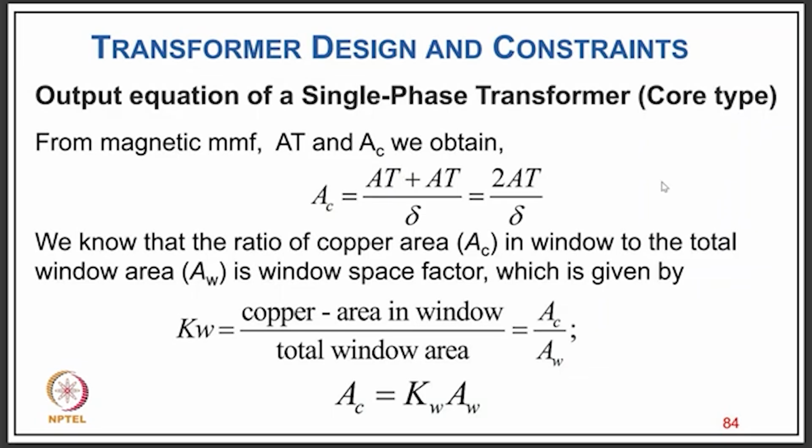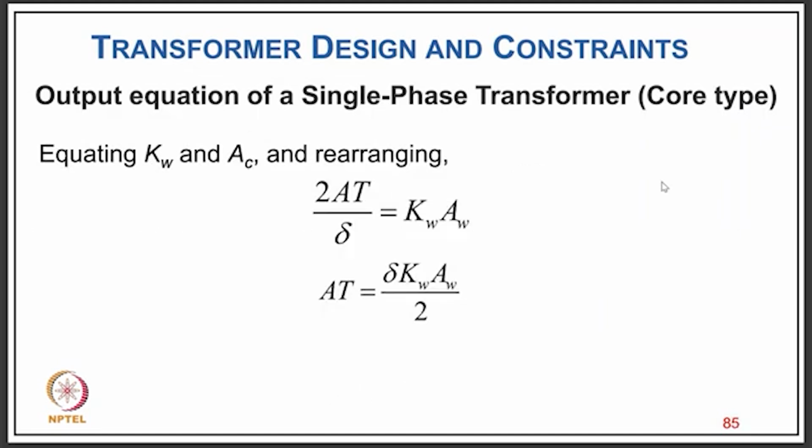So we know that the ratio of copper area in the window to the total window area is the window space factor, which we call KW. So copper area in window divided by total area, that's AC upon AW. So AC is equal to KW into AW, because AW is a physical dimension. So equating KW AW and AC, then rearranging it: 280 upon delta equal to KW AW, and from this we can find out that delta is KW AW divided by 2.